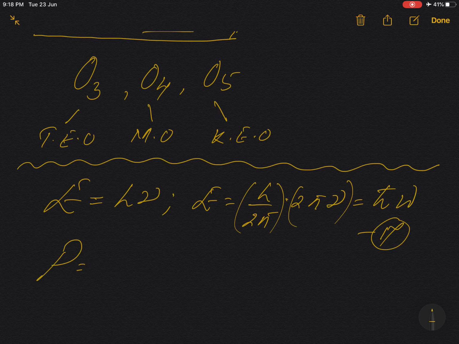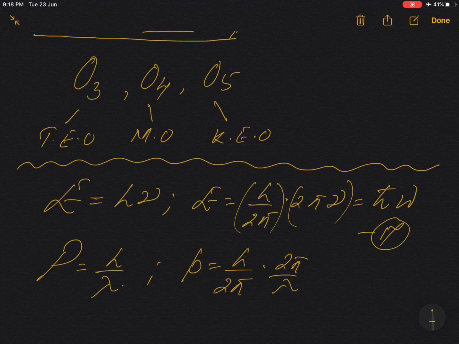Similarly, we have an expression P equal to h upon lambda from de Broglie, which can be written as P equal to h upon 2 pi into 2 pi by lambda. This quantity is exactly h cross, and this quantity is represented by k. This is expression number 18. You can clearly see this is energy, this is momentum.